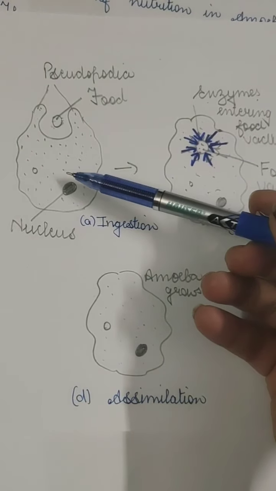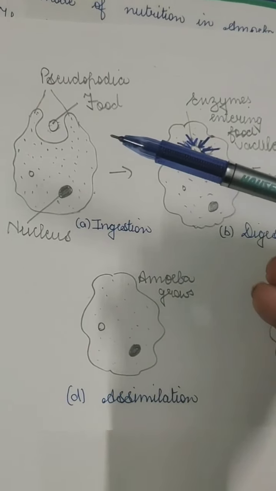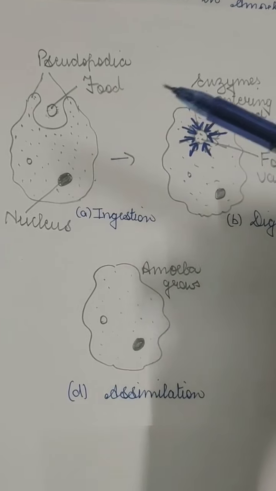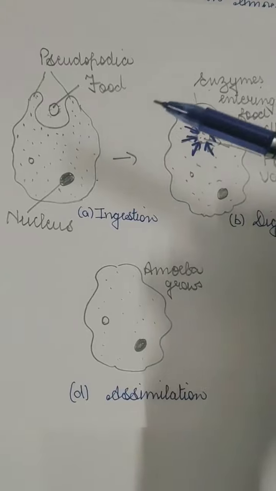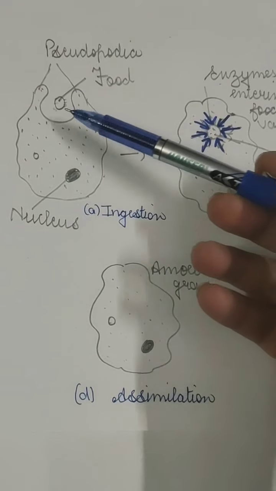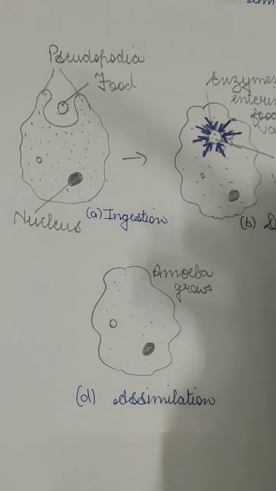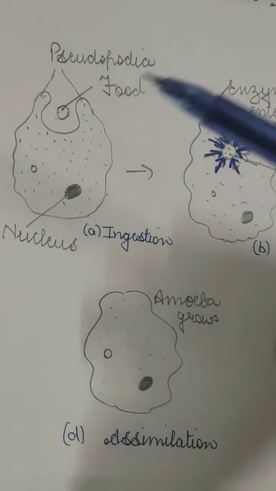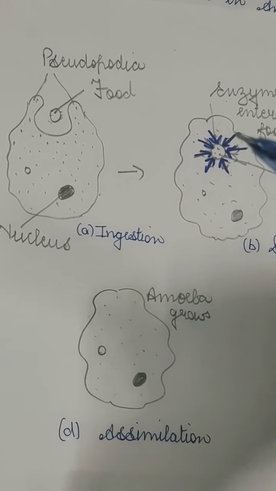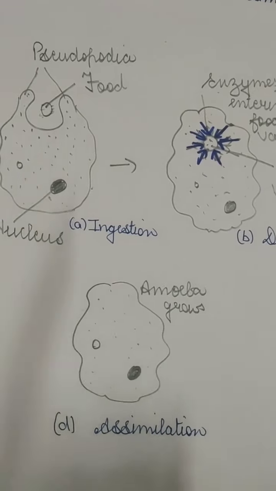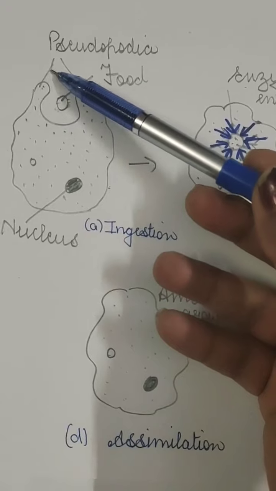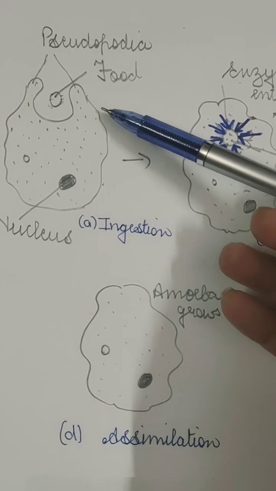We know that amoeba is a unicellular organism which lives in water, and it moves in the water. So how does it move? Amoeba moves with the help of pseudopodia. That means it has a false foot. So whenever food, a tiny food like a plant or any tiny animal, comes near the amoeba, it stretches its arm like structure which is called pseudopodia.